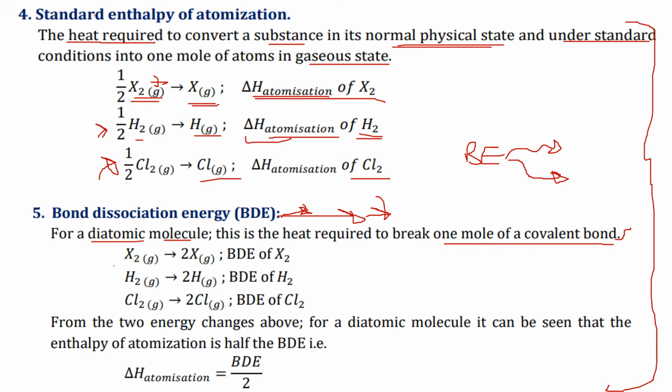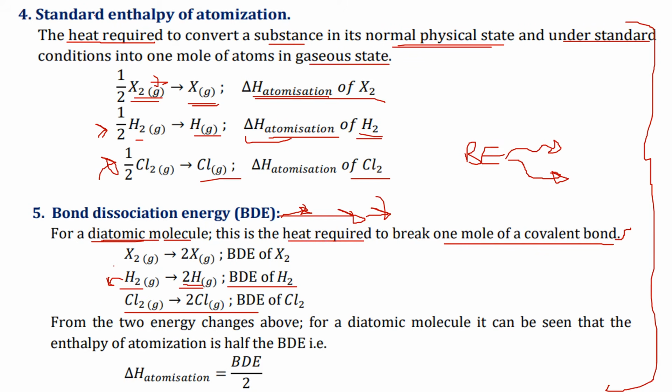For example, if you have hydrogen gas, the heat required to break the bond holding these two atoms in this molecule to form the two atoms separately is called bond dissociation energy, which is denoted by BDE of hydrogen, and the same applies to chlorine. So the heat required to break 1 mole of a covalent bond of a diatomic molecule into its constituent gaseous atoms is called bond dissociation energy.